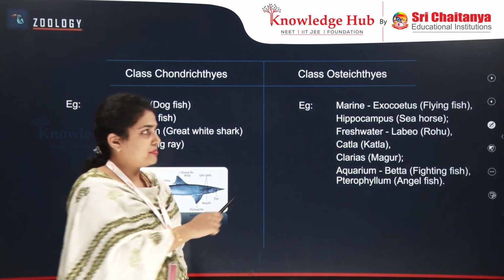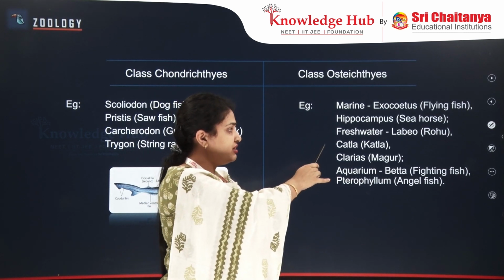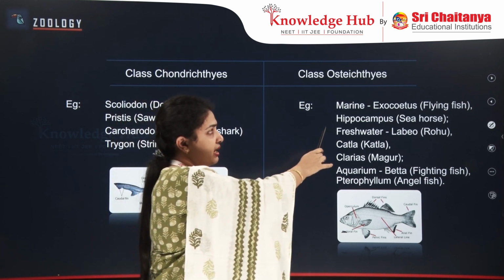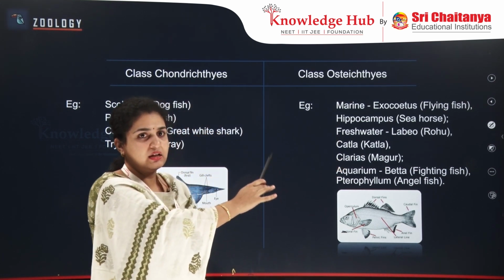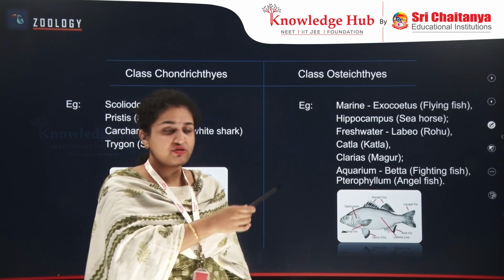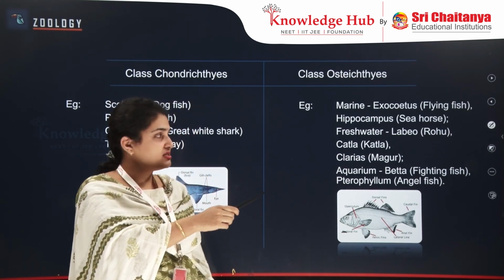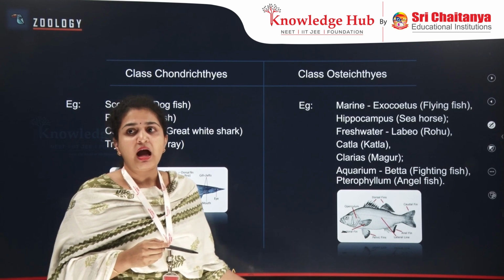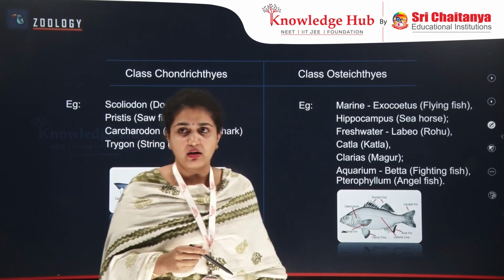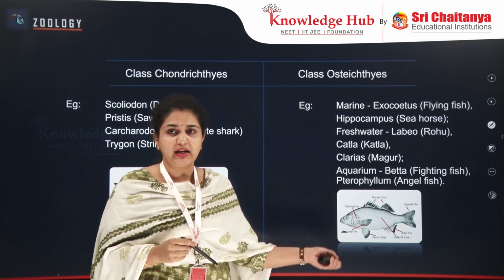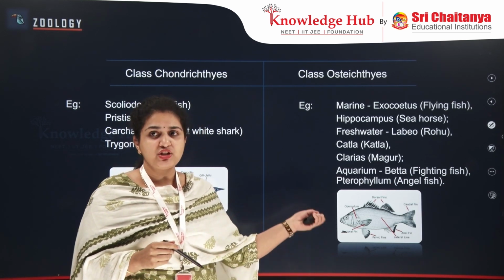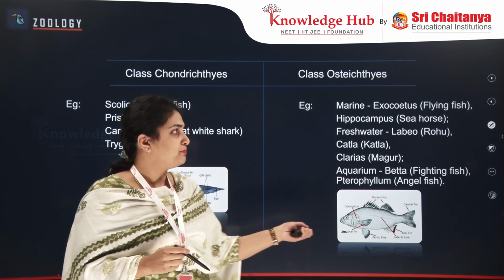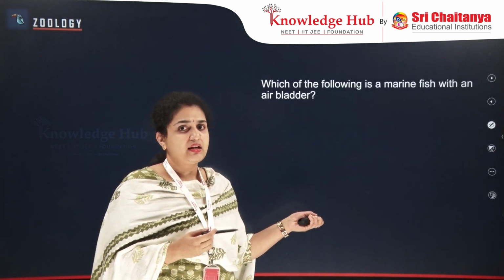Next, Osteichthyes examples. In Osteichthyes, you have marine as well as freshwater and aquarium fishes. In marine, two examples are given here: Exocoetus, which is the flying fish, and Hippocampus, which is the seahorse. In freshwater, you have Labeo, Rohu, Catla, as well as Clarias, which is Magur. In aquarium fishes, you have Betta, fighting fish, and Pterophyllum, which is angelfish. And this is the diagram associated with class Osteichthyes. A few questions we will see regarding these.